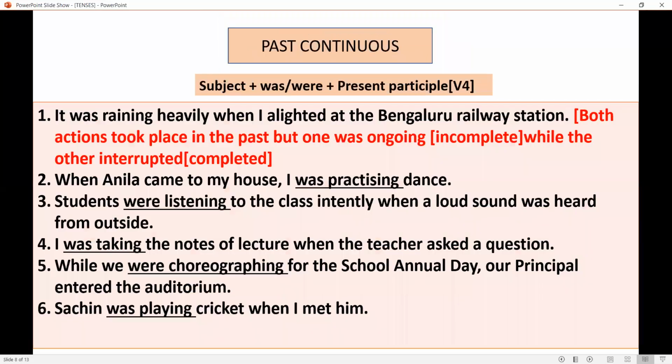Let's move to past continuous tense. The form of past continuous tense is subject plus was or were plus present participle form of the verb, that is ing form of the verb, V4. When do we use past continuous tense? Look at the first example. It was raining heavily when I alighted at the Bengaluru railway station. So two actions happened in the past. One was going on, the other one happened. So for the ongoing action we use past continuous form.